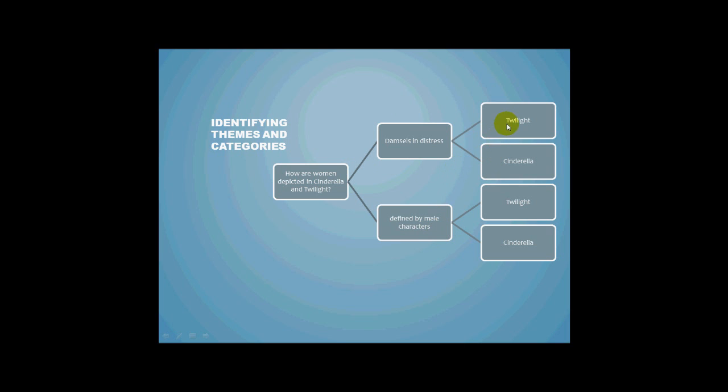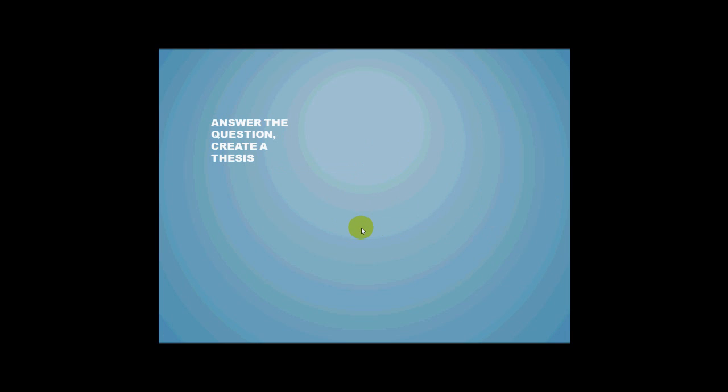And so in these examples, what this means is that the characters in Twilight and Cinderella, the female characters anyway, always seem to be relatively helpless in the face of danger of any kind. This category might suggest that these female characters are defined by the males around them, that their identity relies on males as opposed to who they really are, right? So by organizing my ideas into these two categories, I'm well on my way to answering this question, right?